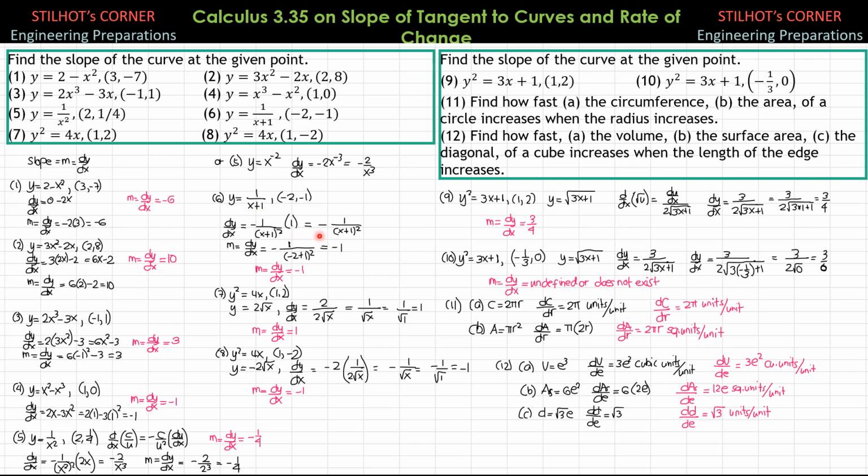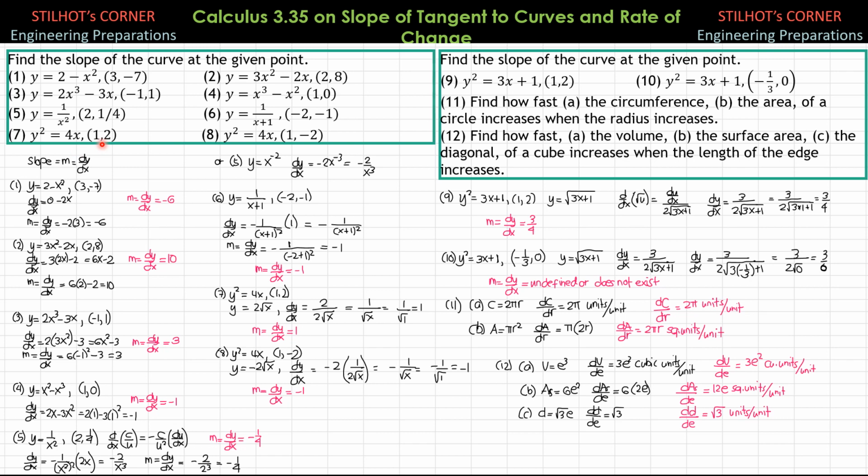1 plus 0 is still 1. So simplifying, negative 1 over x plus 1 quantity square, and substituting x is negative 2, so negative 1 over quantity negative 2 plus 1 square. Negative 2 plus 1 is negative 1, then negative 1 square is positive 1, so negative 1 over positive 1 is negative 1. So slope in problem 6 is negative 1. Problem 7, y square equals 4x. This is a parabola open to the right with vertex at the origin.